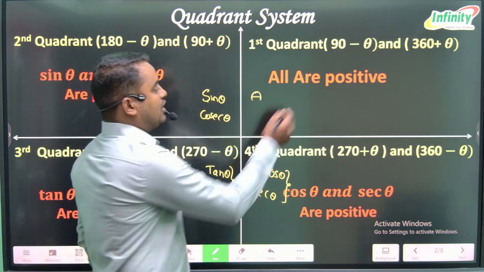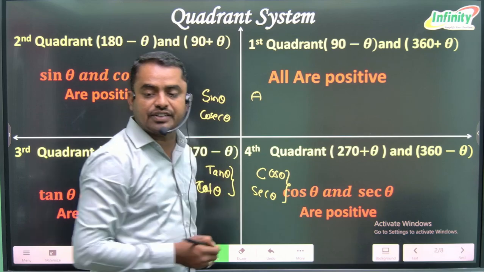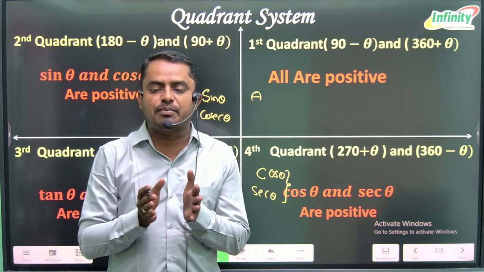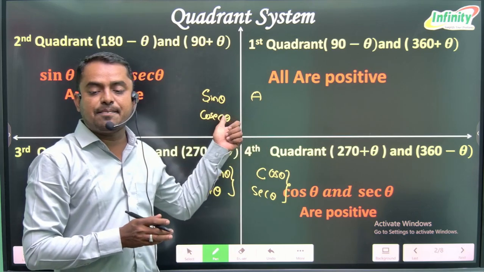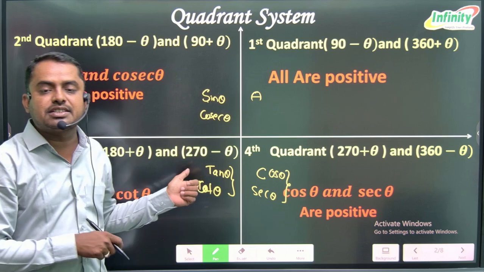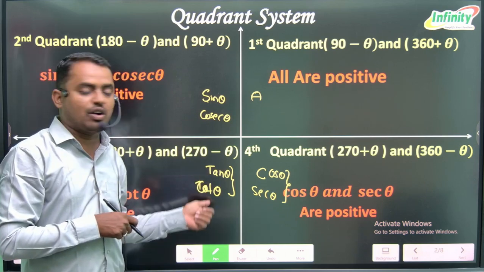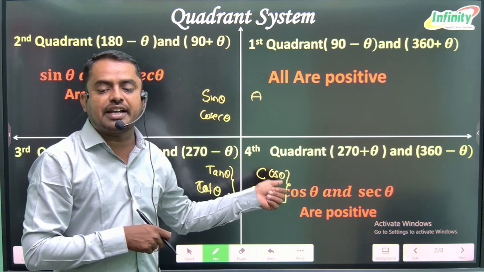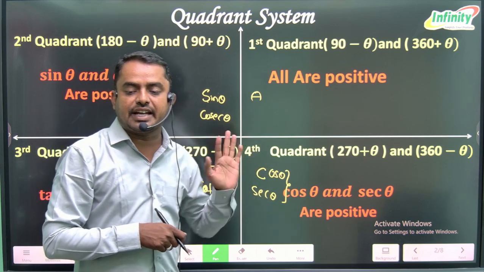A means all. All means all trigonometric functions. S means sin theta and its reciprocal, that is cosec theta. T means tan theta and its reciprocal is cot theta. C means cos theta and its reciprocal is sec theta, in the fourth quadrant.